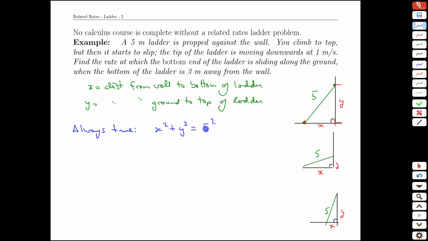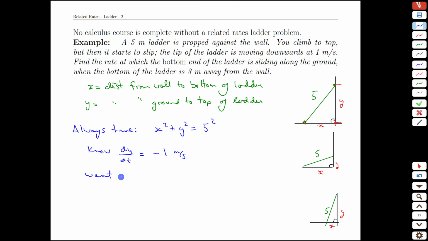All right. Now what do we want and what do we have? We know that dy/dt, which is the rate at which the tip of the ladder is moving, is going to be 1 meter per second. And just being a little bit careful about that, if this ladder tip is moving downwards, then this length y is getting smaller and smaller and smaller. So be careful with your signs. dy/dt will be a negative 1 meters per second.